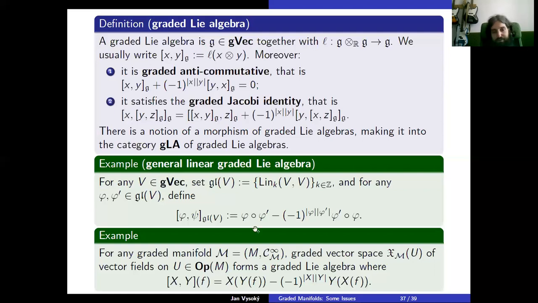Here it's the same thing. And another example, of course, the very important one: if you take a graded manifold and you look at the graded vector space of vector fields over U, it forms a graded Lie algebra under the ordinary graded commutator of vector fields. So it's another example of a graded Lie algebra.